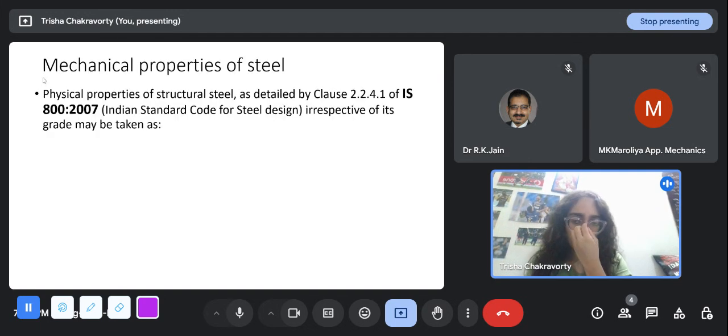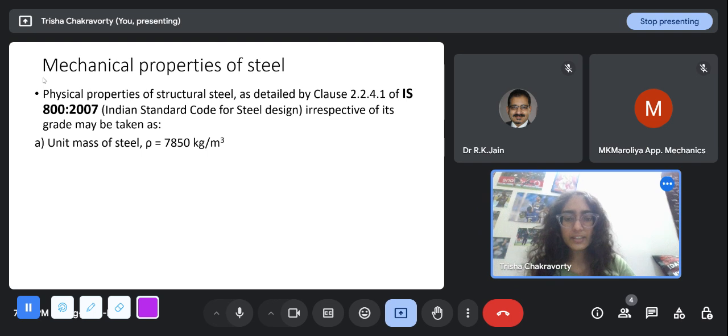Then we look at the mechanical properties. Some mechanical properties of steel are listed in IS 800:2007, that is the Indian standard code for steel design. And for these five properties, the code says that we can take these values irrespective of the grade. They are the density, that is 7850 kg per meter cube.